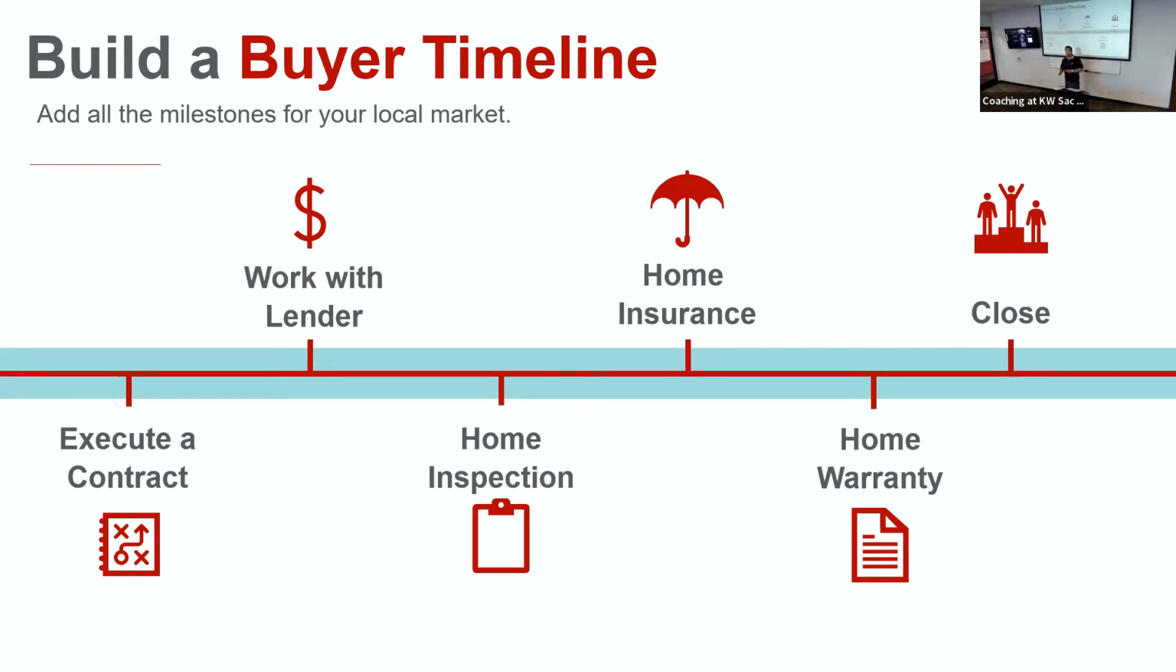There are 3 standard contingencies in all residential purchases. What are contingencies? Contingencies are ways for the buyer to cancel the contract after escrow is open and get their deposit back, and the seller can't say anything. So you have 3 contingencies in the contract.